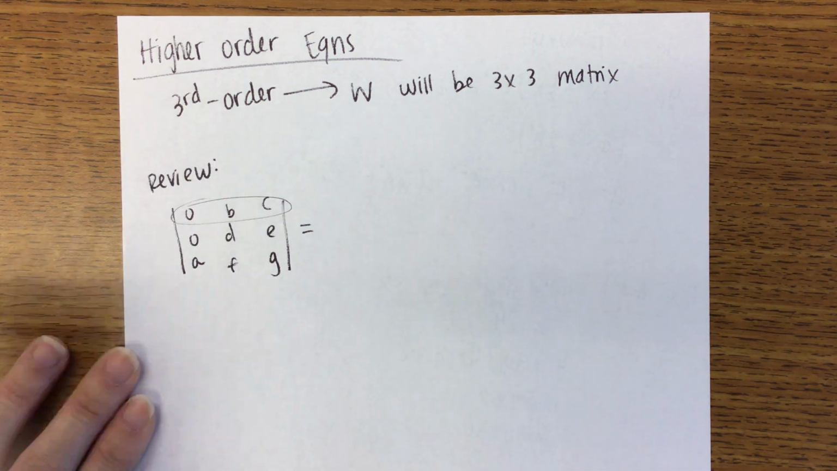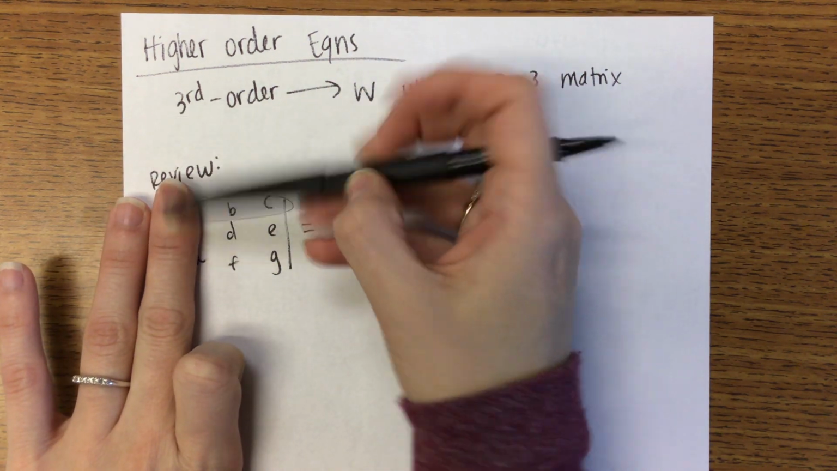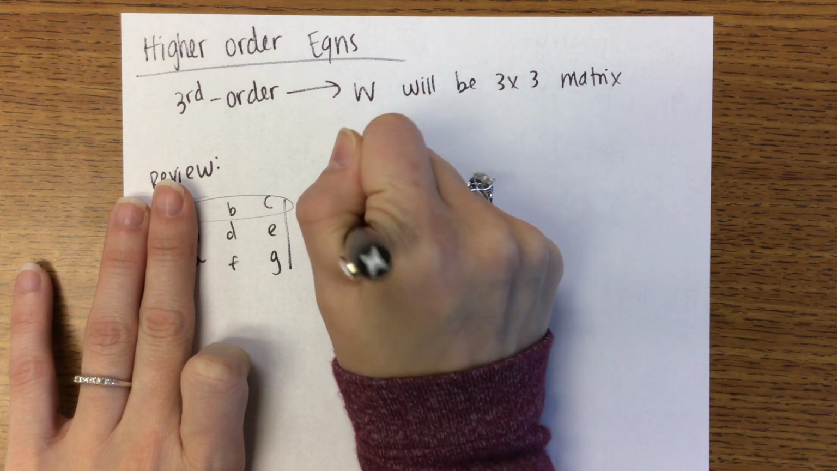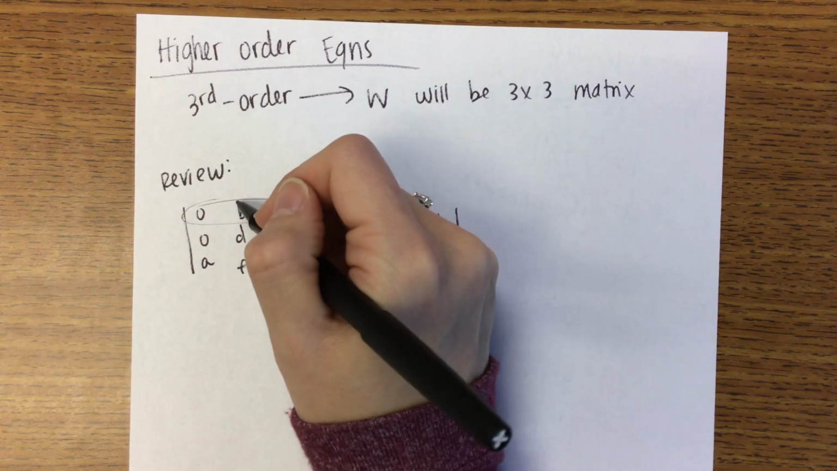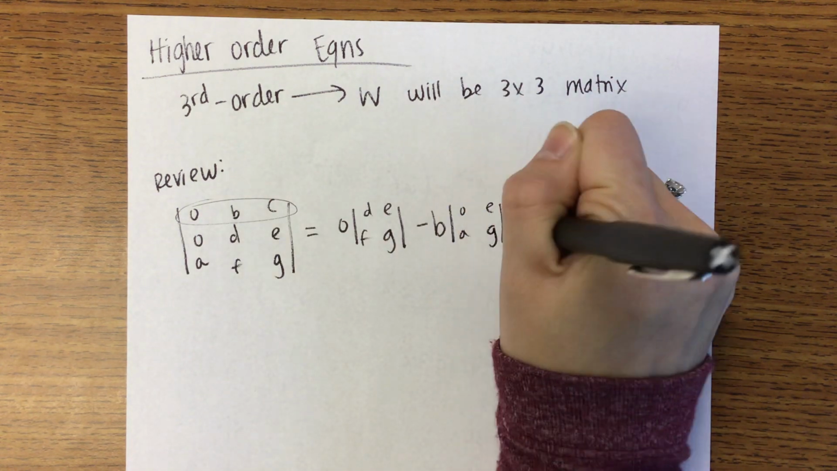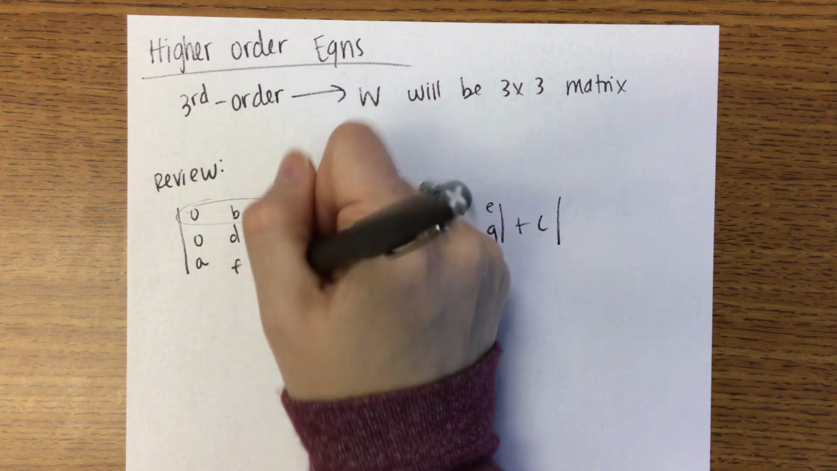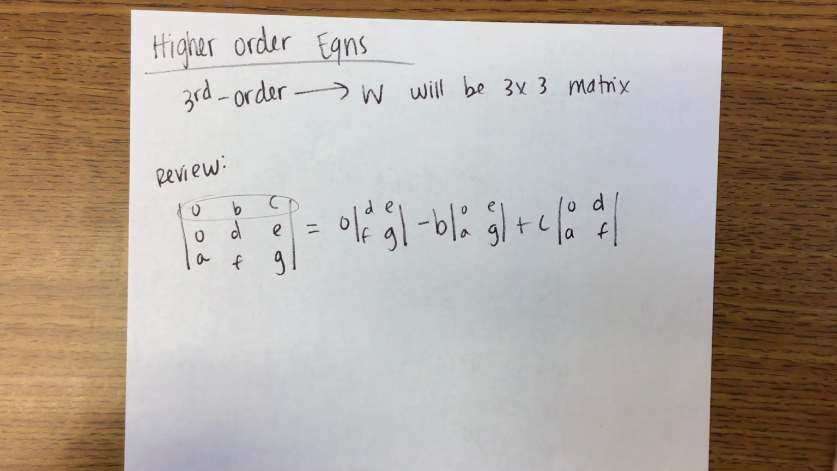If I want the first row, I have 0, ignoring the row and column that the 0 is in, the determinant of that matrix. Do you remember then flipping the middle sign? Ignore the column and row that B is in. And then C, ignore the row and column that C is in. Now, I chose the first row. Is there an alternate row or column that would be more efficient?